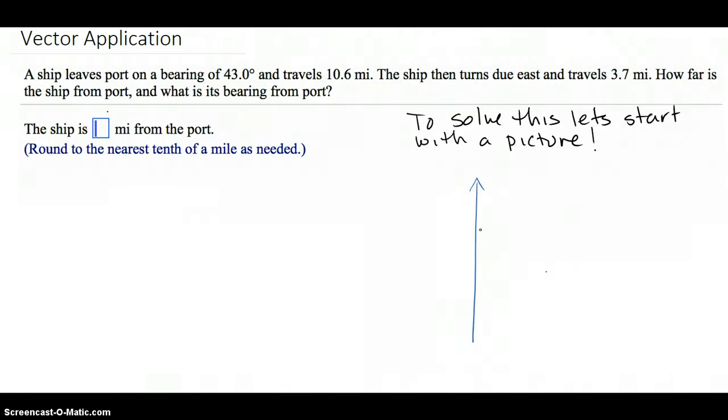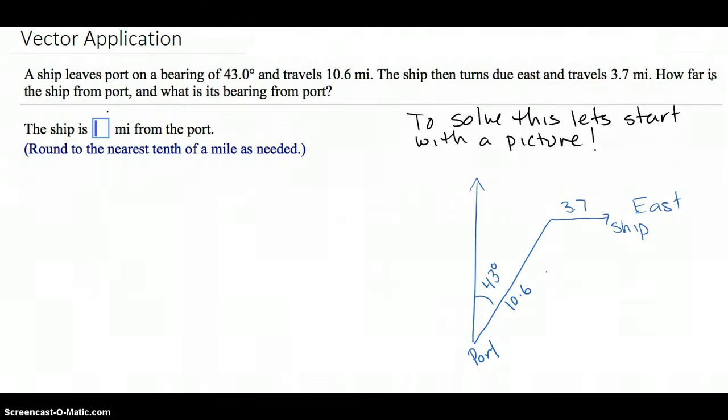So we know the bearing, which means that we go 43 degrees to the right here. From port, let's call this the port, the beginning, the ship is traveling 43 degrees along this line. So it travels 10.6 miles. Then the ship turns due east. So this way's east, 3.7 miles. So this is the ship now.